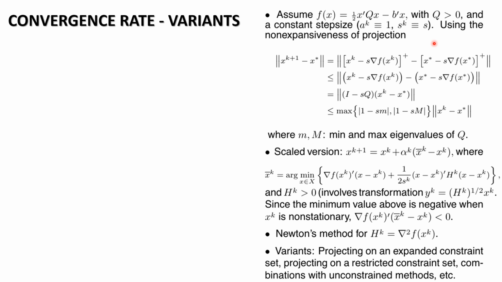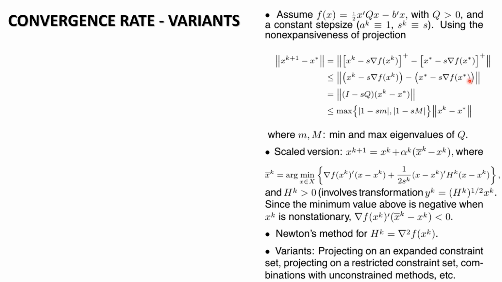For convergence analysis via projection properties, we will analyze the norm of this subtraction here, and let X star be the minimizer of F over X. Then we can represent this in the following form, using the non-expansiveness of projection: the norm of projection of A minus projection of B is less than or equal to the norm of A minus B. If we apply this here, then such an inequality is valid.